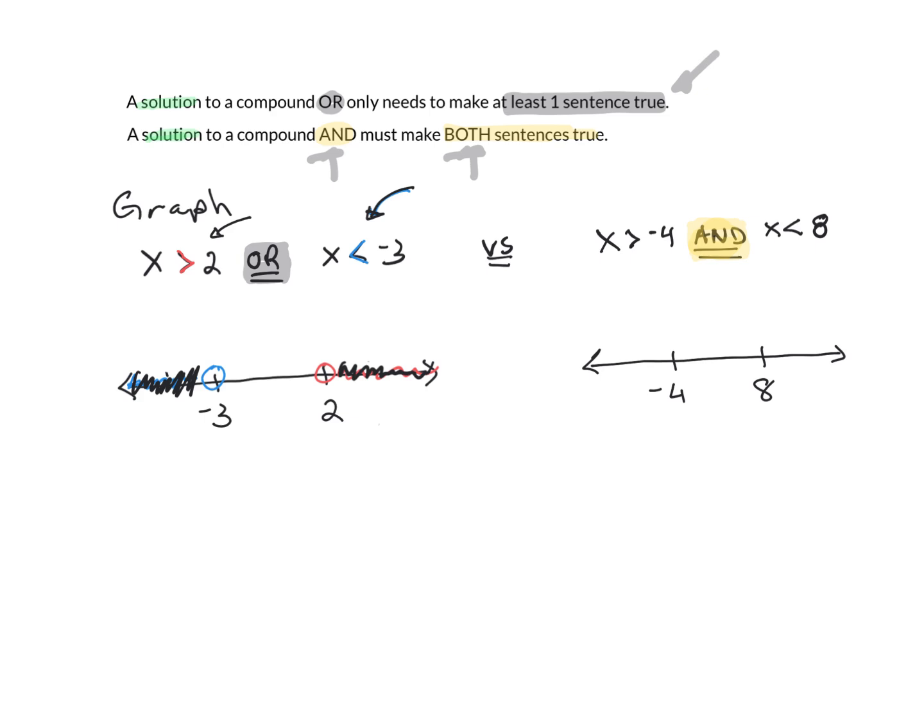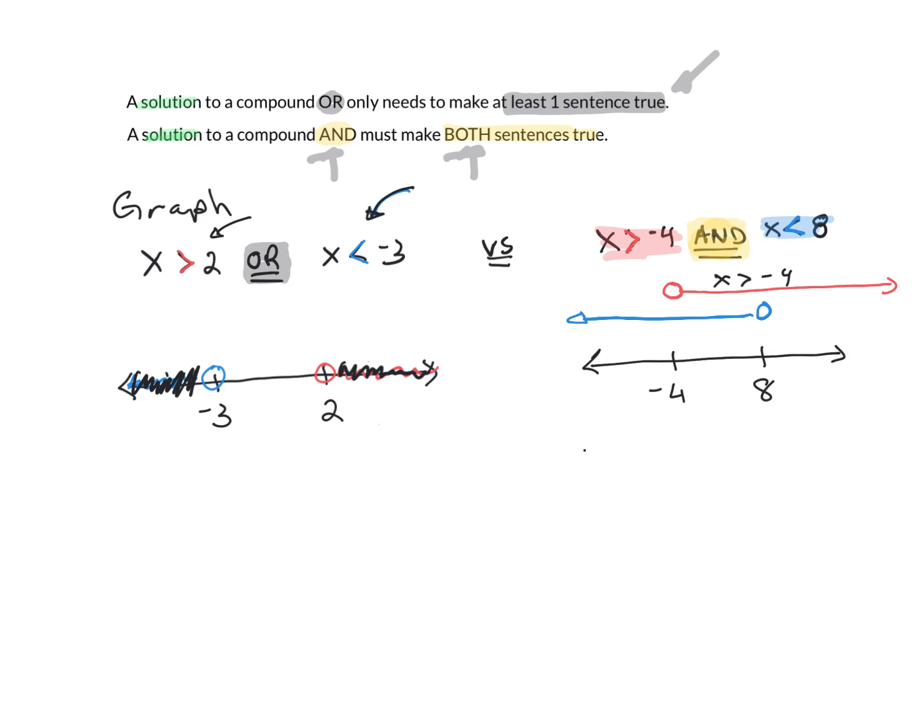Compare that to an AND. Let's do the AND. Here we want all numbers that are greater than -4, so above the number line. All the numbers that are greater than -4 are to the right forever and ever and ever. So this will make the first sentence true. So anything that is red will make the first sentence true. And then anything that is blue will make the second sentence true. So anything less than 8, so above 8, forever and ever.